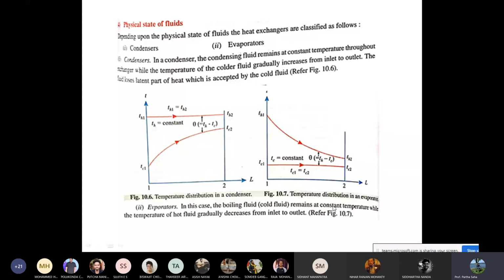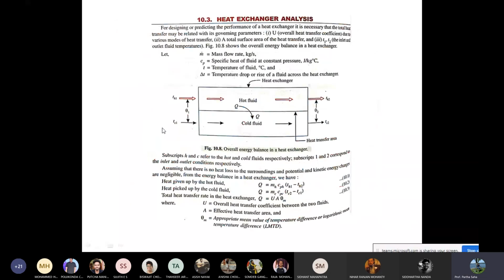That is actually known as an evaporator, because the cold fluid is going to get heated up. So this is pretty much the basic fundamental concept and classification of heat exchangers which I have given you right now. Now we'll move to the theoretical parts, and we're going to derive some expressions.